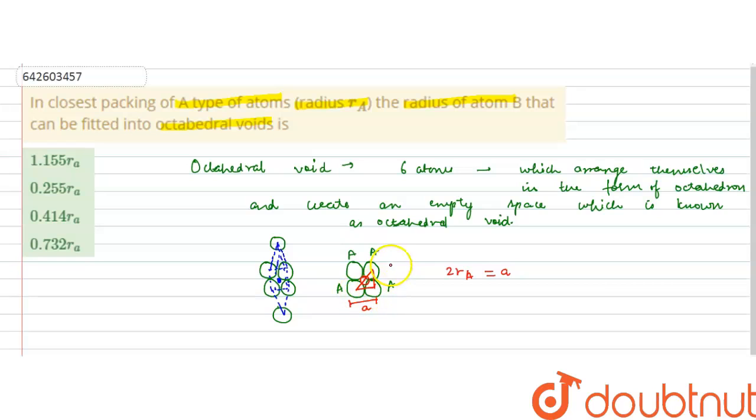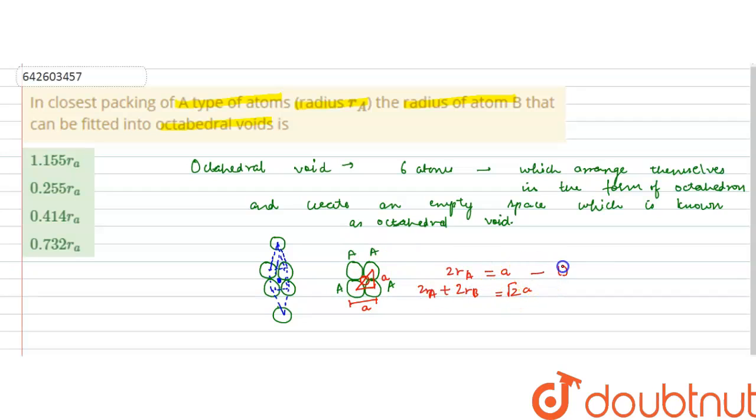Now if this is edge length, this will also be the edge length, so this will also be equals to A. So this will be equals to root 2A if we apply the Pythagoras theorem. So that root 2A will be equals to, this will be equals to the radius of atom A, this will also be equals to radius of atom A. Now when this atom B is completely fitted into this octahedral void, its diameter will be 2Rb. It means 2Rb plus 2Ra equals to root 2A. It means 2Ra plus 2Rb equals to root 2A.